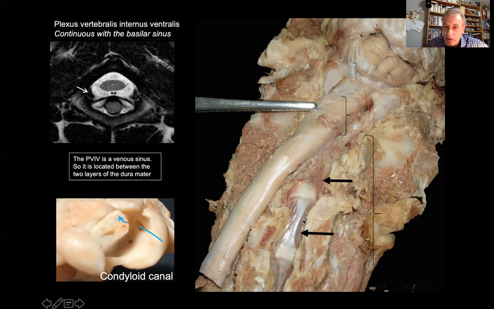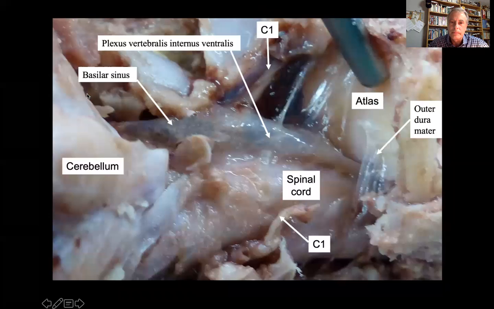As you see, the plexus venosus vertebralis internus ventralis runs on both sides of the dorsal longitudinal ligament on the floor of the vertebral canal. What it does, it changes its position from a ventral position to a lateral position, because it has to continue through the condyloid canal as the basilar sinus. Okay, this is important. So it changes its position from ventral to lateral.